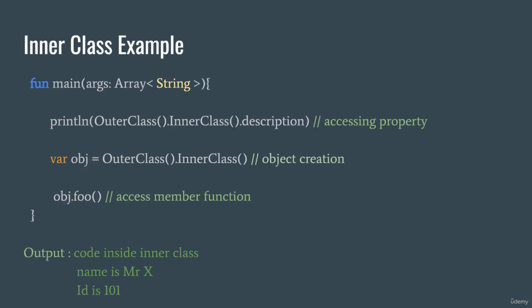So going back to our function main, here we have our outer class, inner class description. So we can access the property as we did before, and we can also access the object foo. So we create an object of the inner class, which is inside of our outer class, and then we can go ahead and use its member functions. So the output here is code inside inner class, name is Mr. X and ID is 101. So we didn't have this name is Mr. X before.